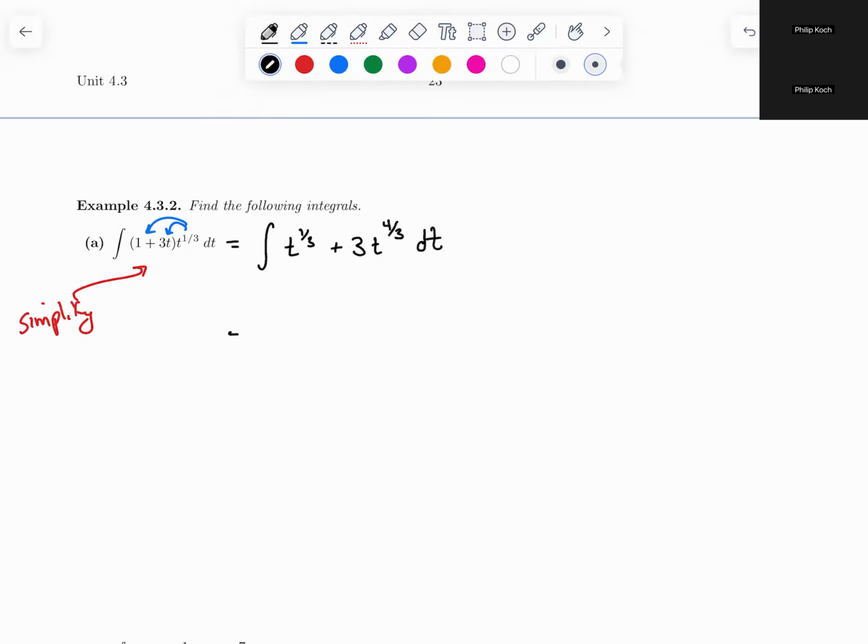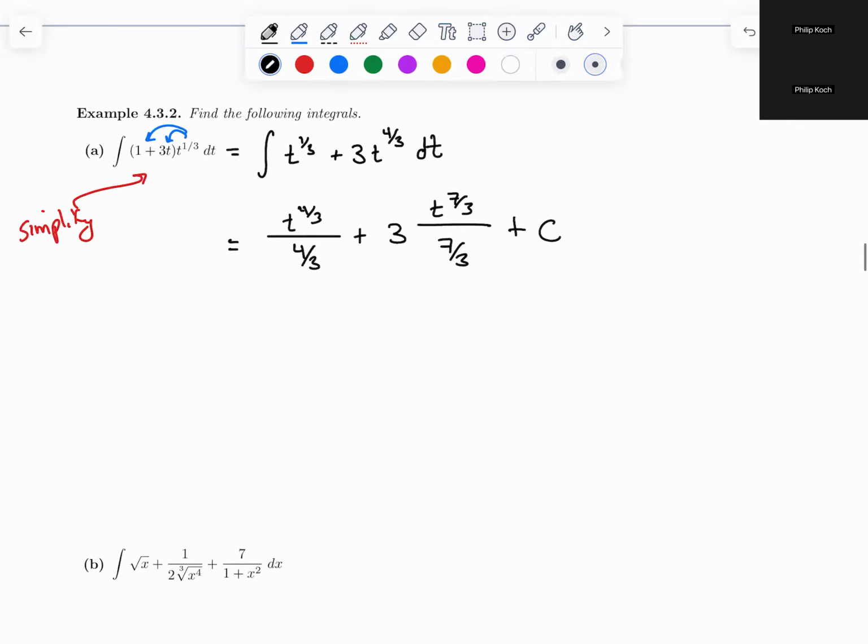So this becomes t to the 4/3 divided by 4/3. I write it like this because we have to remember we're dividing by a fraction, so we're going to flip and multiply. And then the next one is plus 3 times t to the 7/3 divided by 7/3, plus a constant c, which we can then write as 3/4 t to the 4/3 plus 9/7 t to the 7/3 plus a constant c.